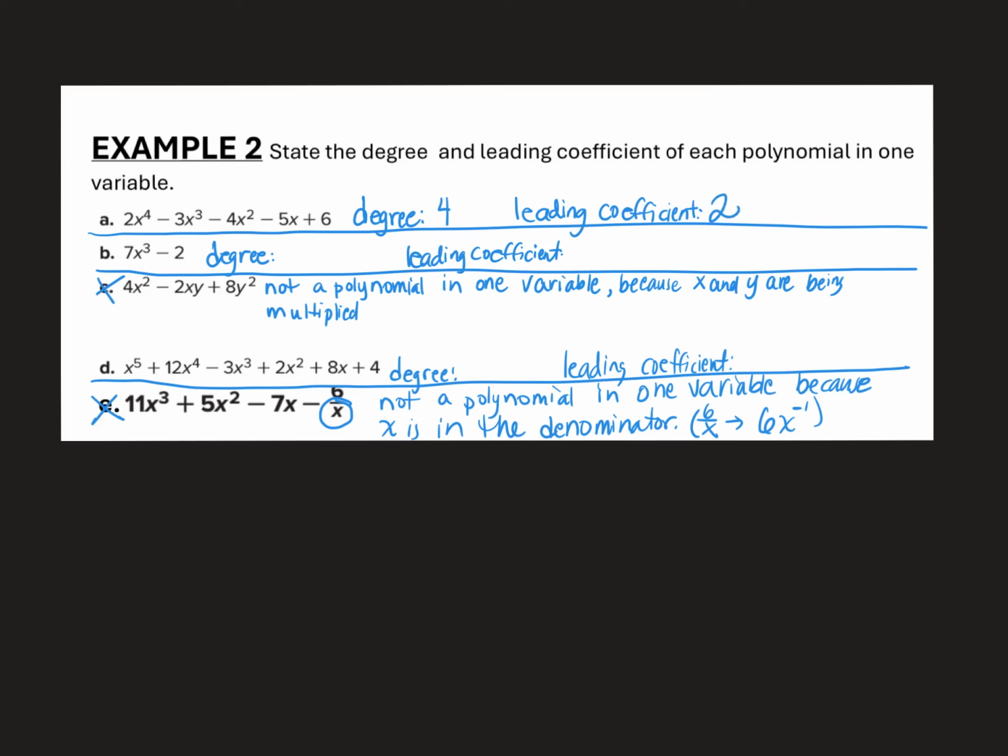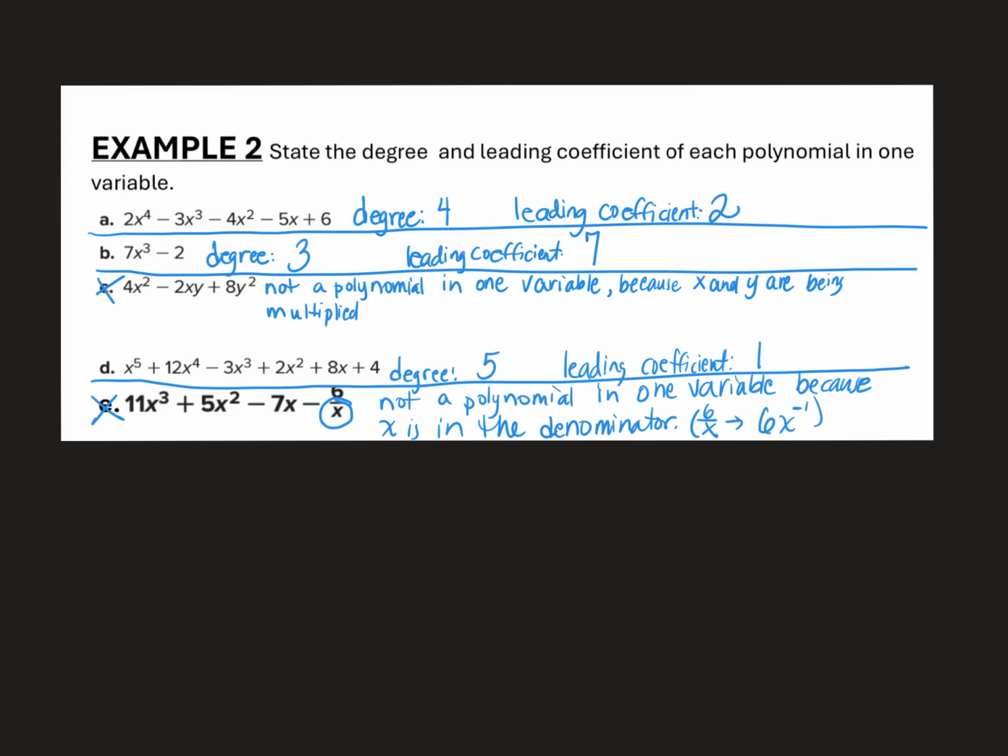And then for the second one, letter B, the largest exponent is 3, so my degree is 3, and the leading coefficient is 7 because that's the coefficient that's with the variable with the largest exponent, or with the degree. So 3 was the degree, and 7 is my leading coefficient. And then for letter D, my largest exponent is 5. And the coefficient that's with that term that has a degree of 5 is 1. So my degree is 5, and my leading coefficient is 1.